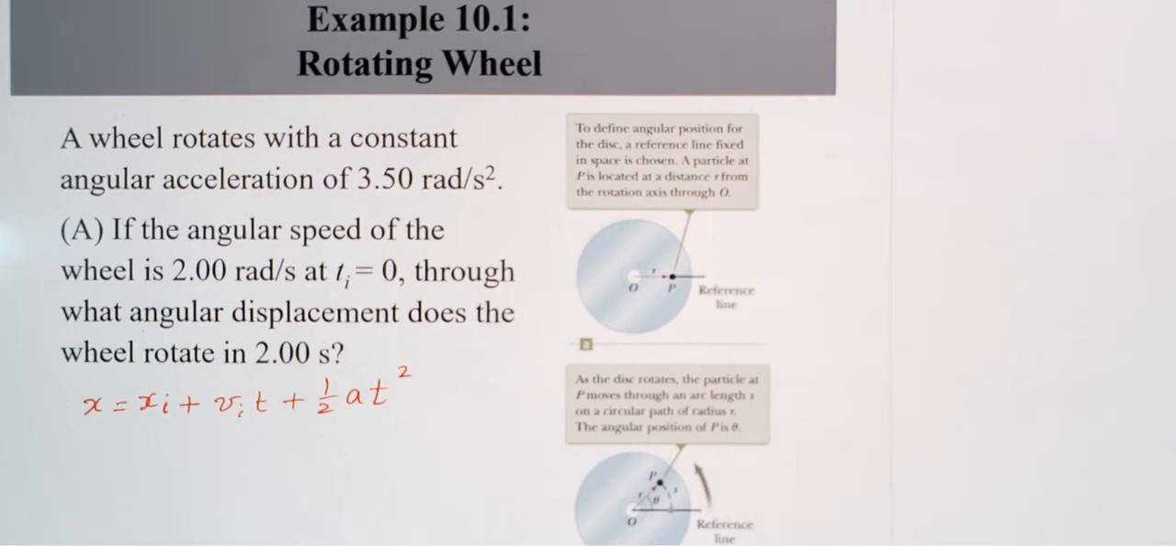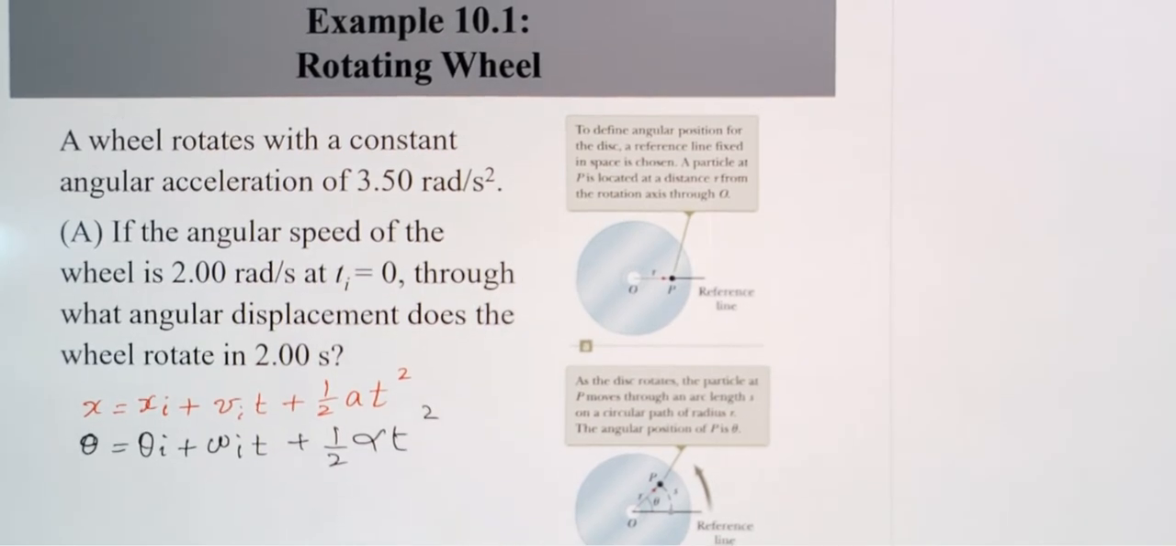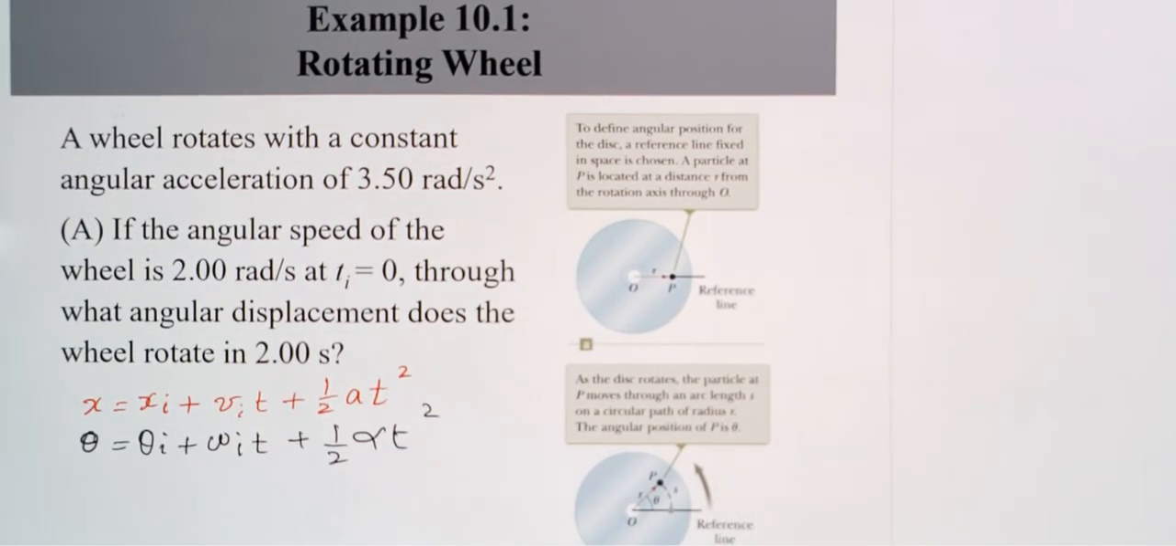Ask yourself, what is the circumference of a circle? It's 2 pi r. That means linear distance is equal to theta multiplied by r. Okay, let's now change it from linear to angular. So theta is equal to theta i plus omega i t plus half alpha t squared. It is 11. Yaman, right? It is 11.